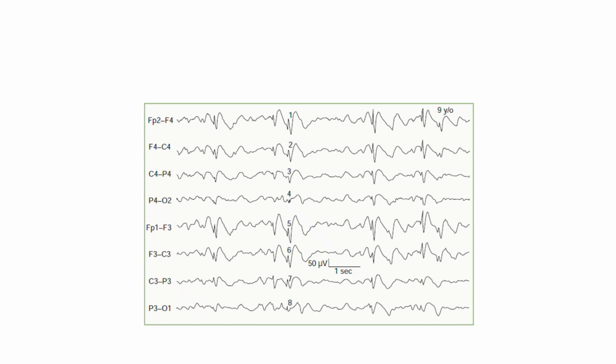This tracing provides a classic textbook example of an ictal, during seizure, event in childhood absence epilepsy. While the first generalized tracing we evaluated showed brief, interictal bursts, this image captures a sustained, high-amplitude paroxysm that directly correlates with clinical symptoms.